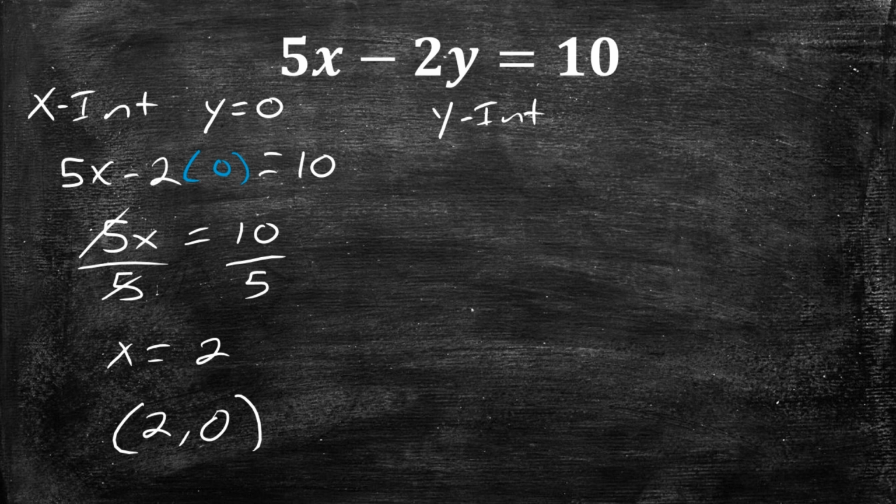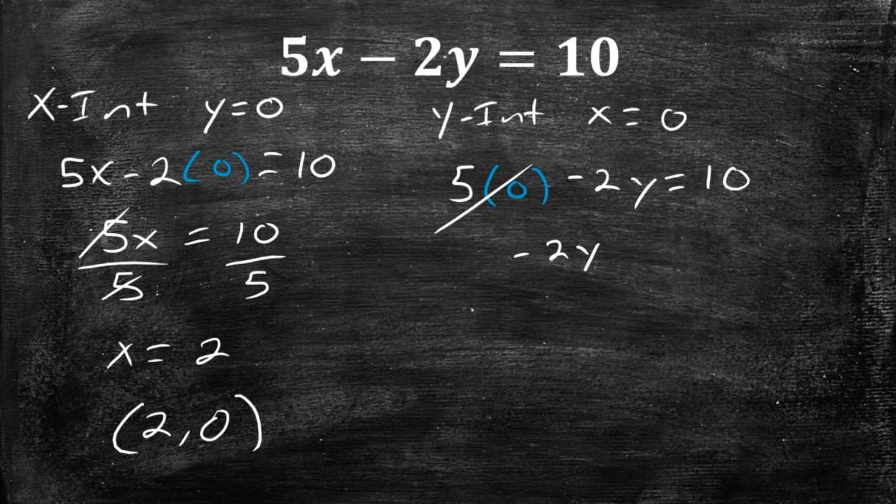It's the same exact process, except in this case, x is equal to 0. So let's go ahead and plug that in. We got 5 times x, which is 0, minus 2y is equal to 10. This is going to cancel. That's going to go to 0. So we get negative 2y is equal to 10. Isolate the y by dividing negative 2 to both sides. That cancels. And then we get y is equal to 10 divided by negative 2, which is negative 5.